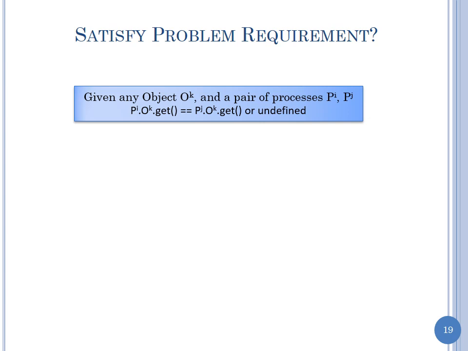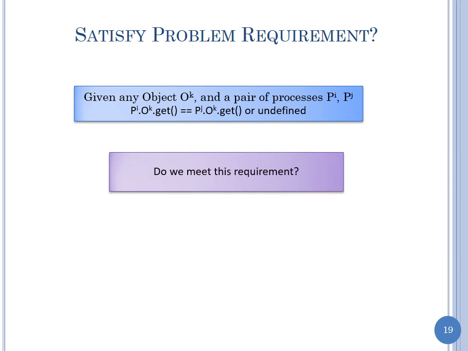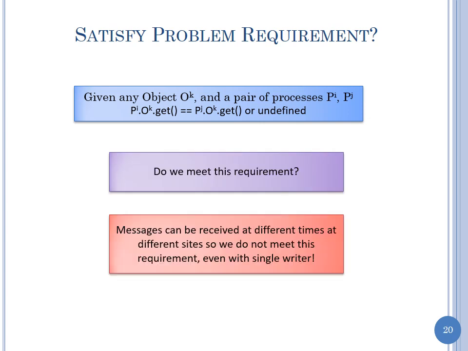So let's try to understand where our previous algorithm is failing, assuming we're using TCP/IP, assuming messages arrive in order, assuming messages do arrive at the other party, where are we not meeting this requirement? Okay, so the answer is no, and why not? Messages can be received at different times at different sites. So we do not meet this requirement, even with a single writer. And we never invalidated the value.